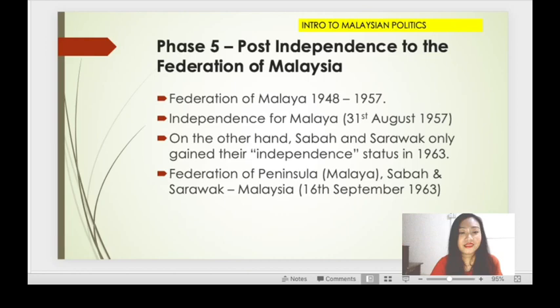On the other hand, Sabah and Sarawak only gained their independent status in 1963. Sabah gained its self-government on the 31st of August 1963. Meanwhile, Sarawak established its first cabinet on the 22nd of July 1963. That is why Sarawak has its own Sarawak Day on the 22nd of July. Yeah? 1963 is the year that you have to remember. It is very important for Sabah and Sarawak as well. The federation of Malaya, Sabah and Sarawak under Malaysia took place on September 16, 1963. Okay, you can see the summary of it inside one picture here.